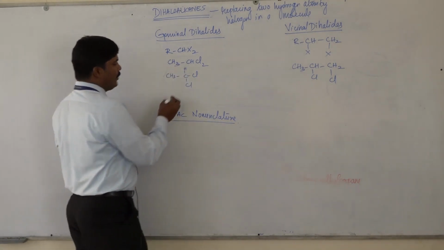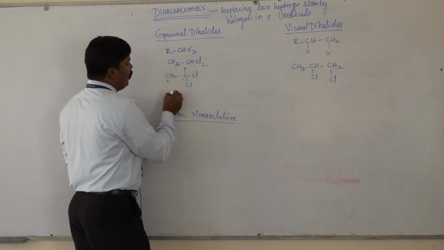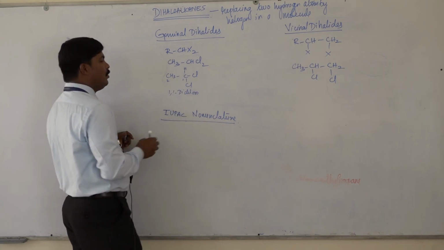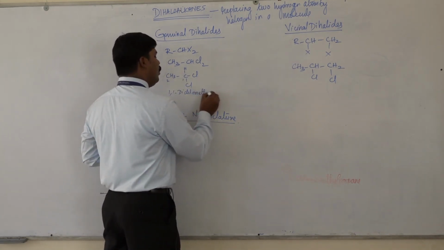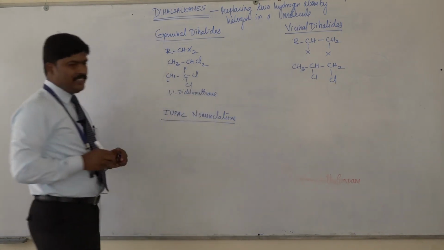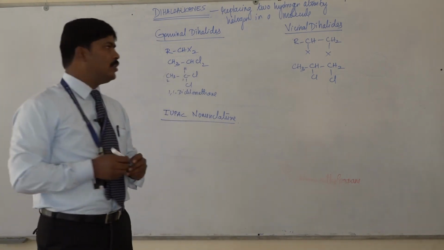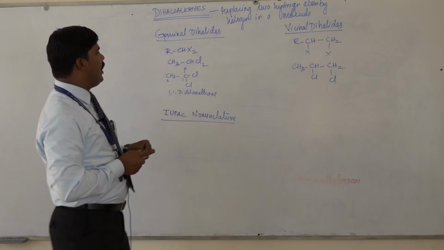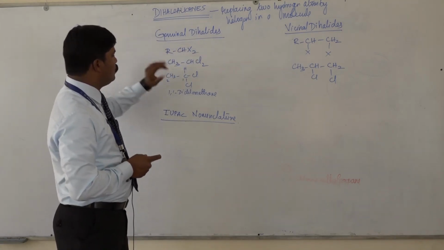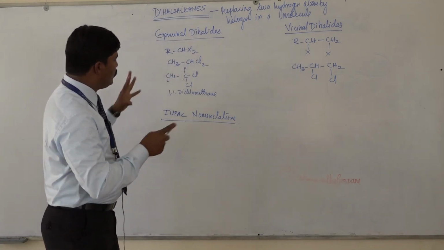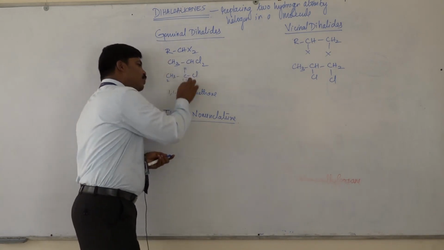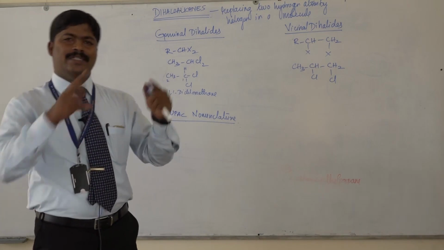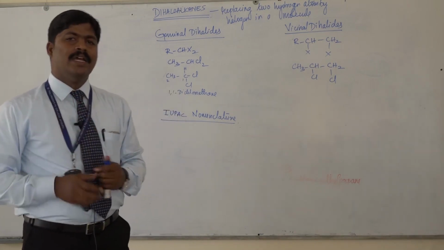Therefore, the name goes like this: 1,1-dichloroethane. Now, it comes under a family called geminal or gem dihalides. The classification we are discussing under dihaloalkane, RCHX2, CH3CHCl2. See what is happening. For the same carbon, two halogens are bonded. Of course, two halogens make it a dihalo compound, but here it's called geminal dihalides.